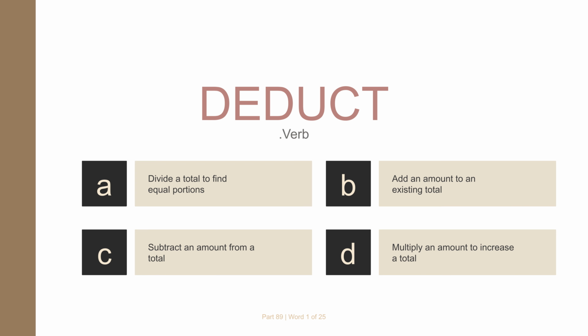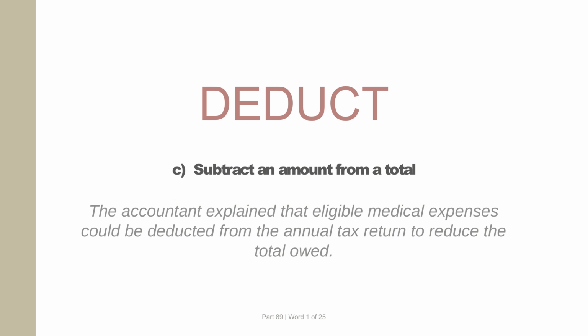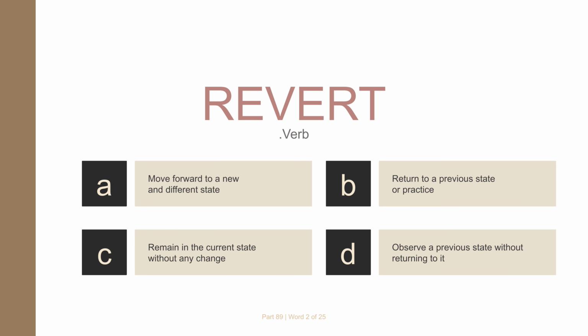Correct answer, option C. The correct meaning of deduct is subtract an amount from a total. Example: the accountant explained that eligible medical expenses could be deducted from the annual tax return to reduce the total owed. Question 2. What is the meaning of revert?